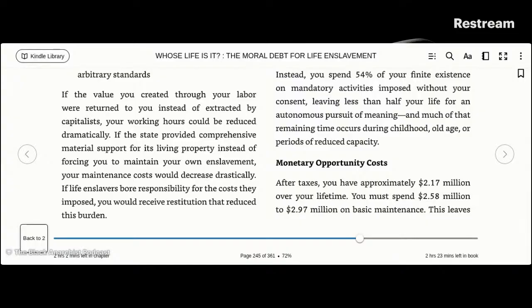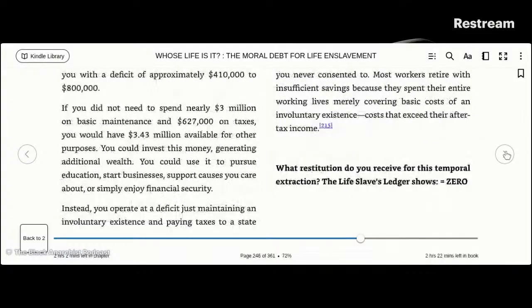Monetary opportunity cost. After taxes, you have approximately 2.7 million over your lifetime. You must spend 2.58 million to 2.97 million on basic maintenance. This leaves you with a deficit of 410 to 800,000. If you did not need to spend nearly 3 million on basic maintenance and 627,000 on taxes, you would have 3.4 million available for other purposes.